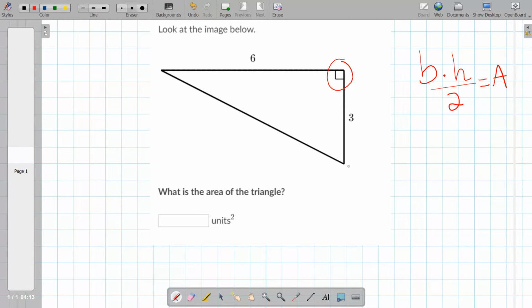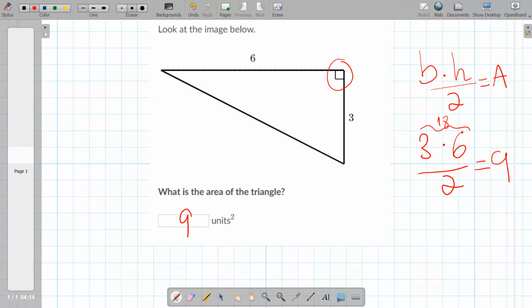So the base is 3 times 6 divided by 2. 3 times 6 is 18. 18 divided by 2 is 9. So the answer is 9.